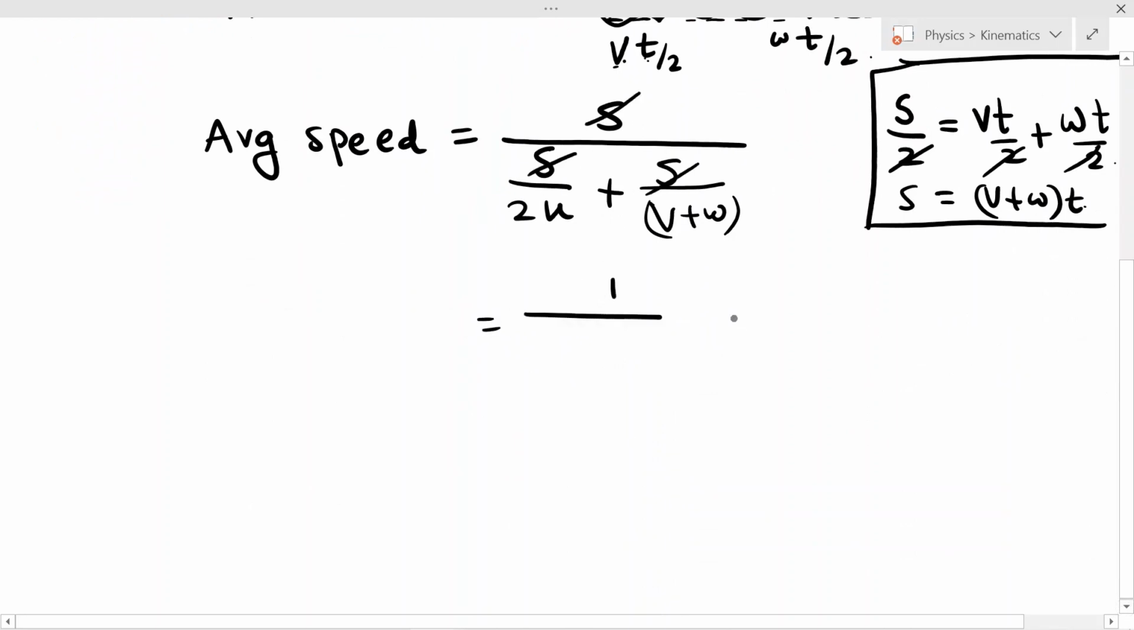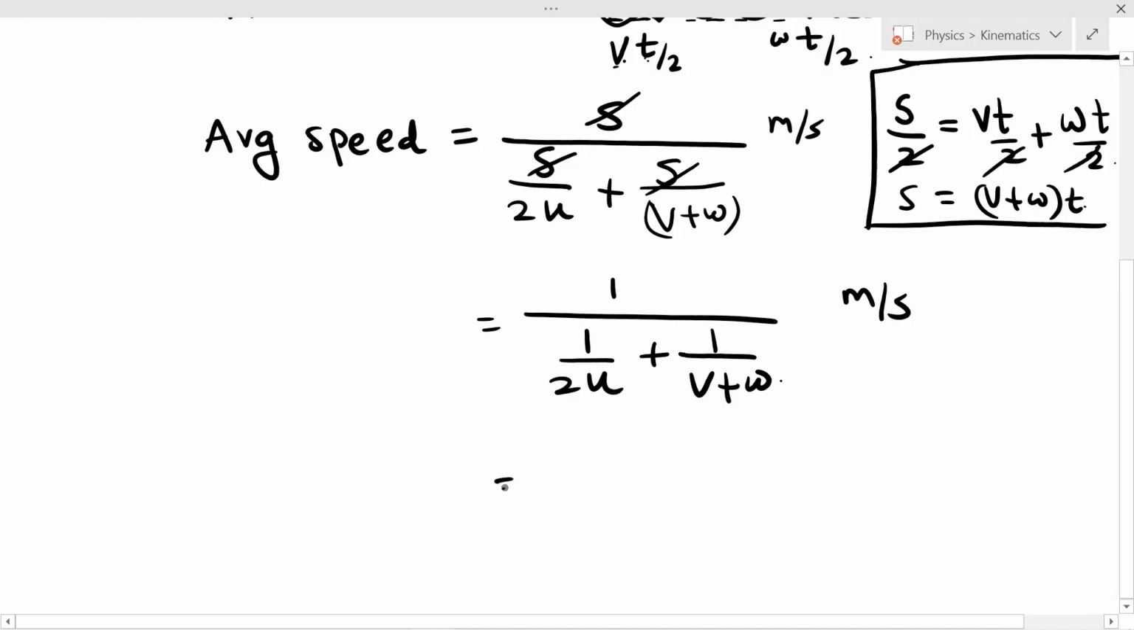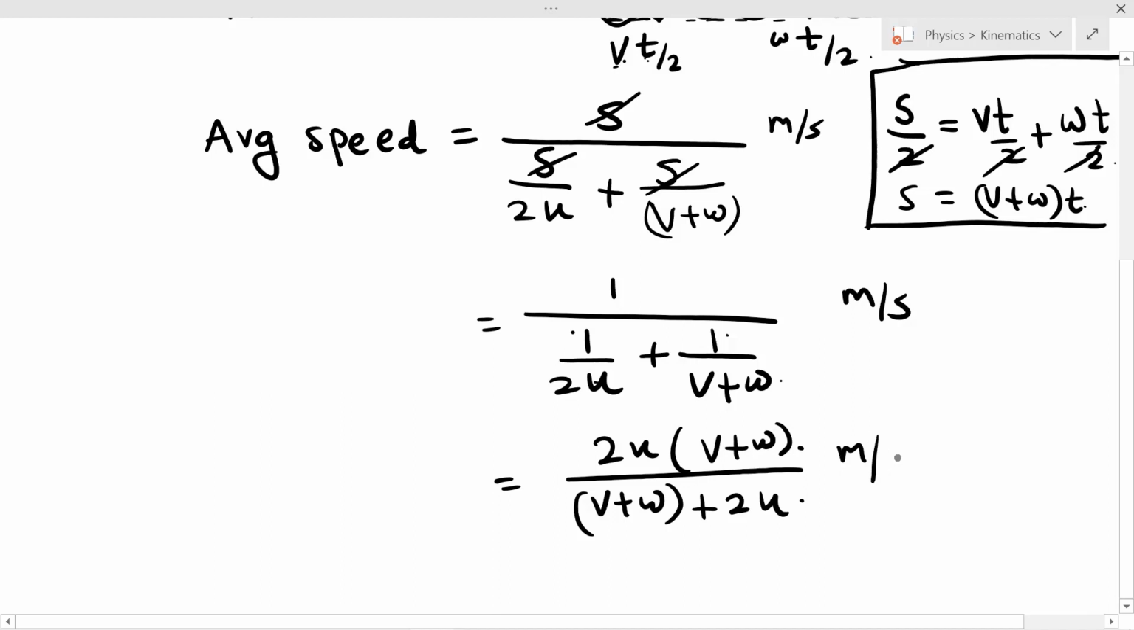So this becomes 1 upon 2u plus 1 upon v plus w meter per second. I'm not writing the units at a time, sometimes I won't write them, but they are there. So this becomes 1 upon v plus w plus 2u. I multiplied v plus w here and I multiplied 2u here. So in the denominator there will be 2u times v plus w, but I will directly take it upwards, that is in the numerator. So this is the average speed in terms of the given quantities, that is u, v and w.